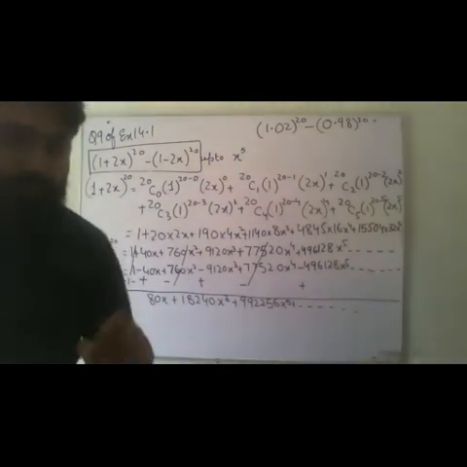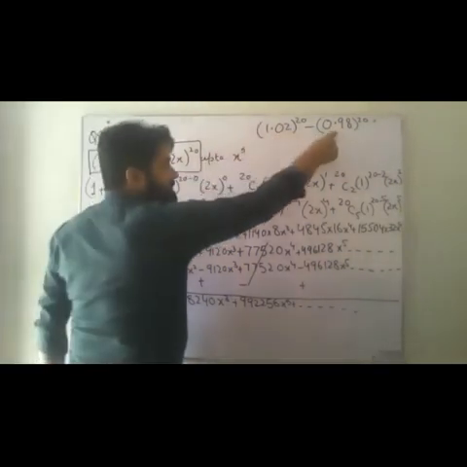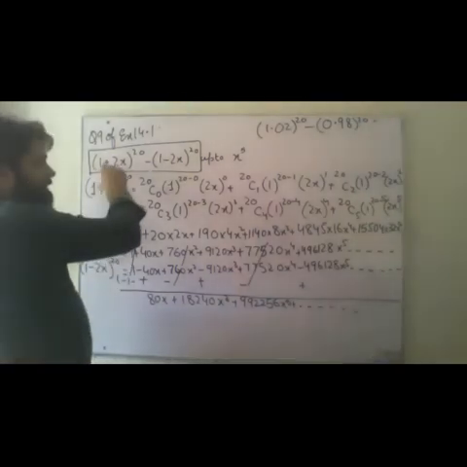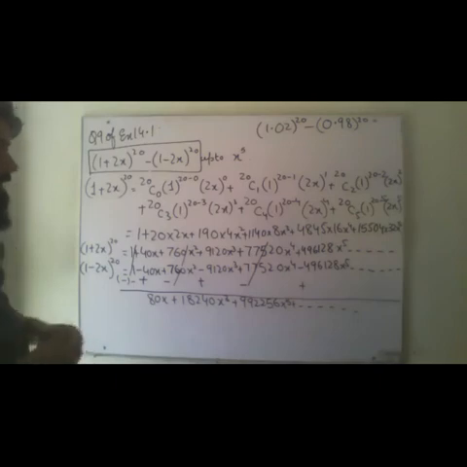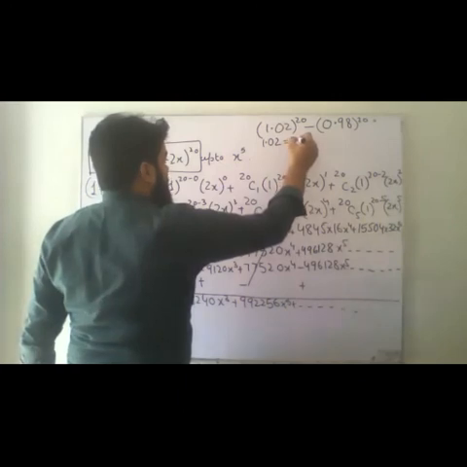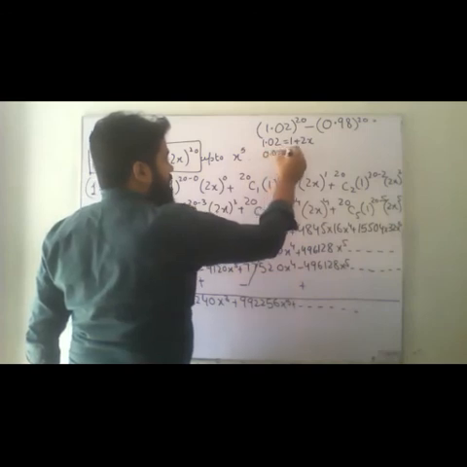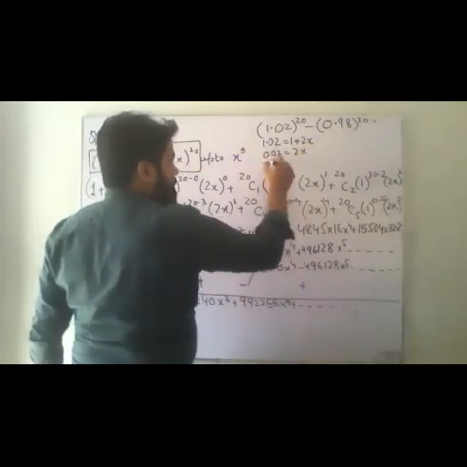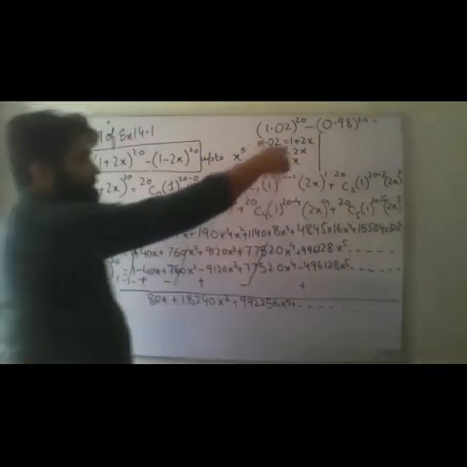Okay. First of all, what do you have to do? Compare this one with this or this one with this to get the value of x. It will be same for both, but I am solving it so you can get the idea. 1.02 equals to 1 plus 2x. 0.02 equals to 2x. 0.01 equals to x. Okay. Same thing I am doing from here.